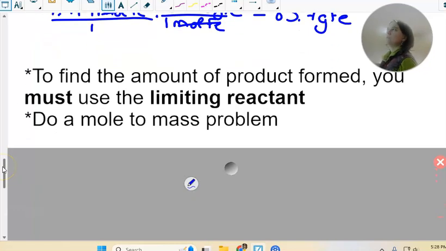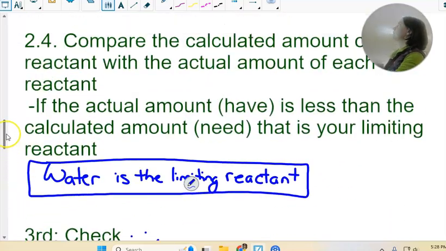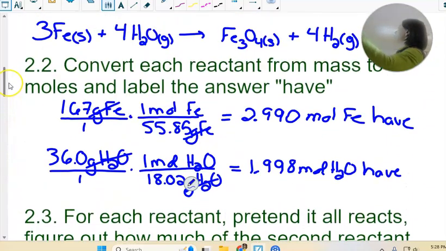All right, please write this down. To find the amount of product formed, you must use the limiting reactant. So if you just pick one of them and you pick the wrong one, you're not going to get the right amount of product. Because if we were to use 2.99 moles of iron, not all of that product's going to form because not all of the iron gets used up. The water runs out first, so that determines how much product we can make. So always pick the limiting reactant to determine the amount of product.